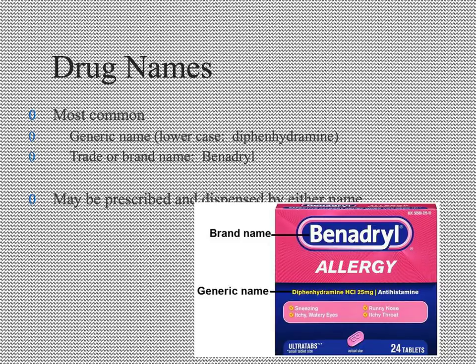The brand or trade name is designated and patented by the manufacturer. For example, amoxicillin is manufactured by several pharmaceutical companies, and they each assign their specific trade name. Trade names are capitalized, and again, generic names are listed in lowercase.